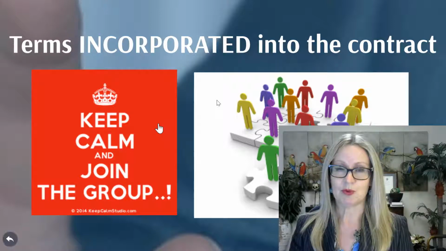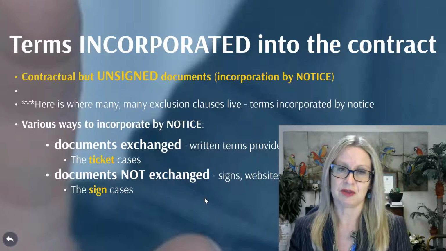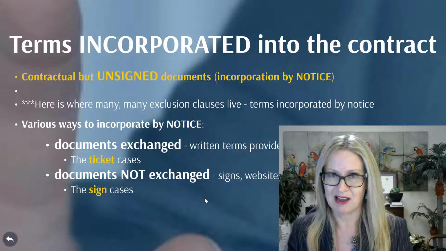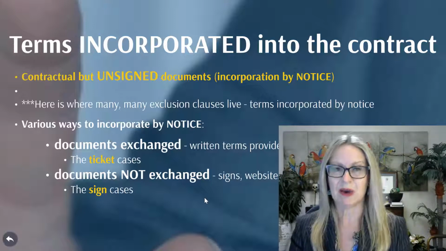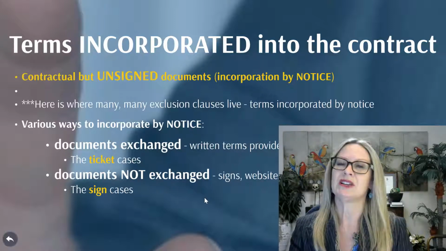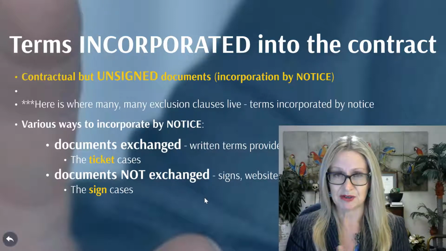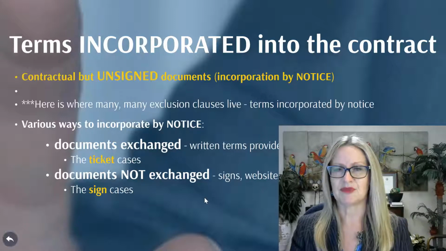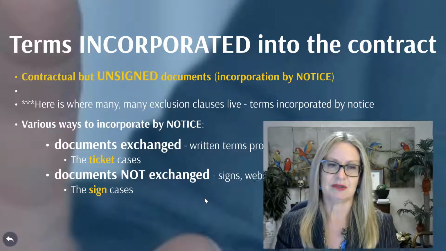Now we need to fast forward to terms incorporated into the contract by way of unsigned documents. They've still got to have some kind of contractual significance here, obviously, otherwise they can't make it into the contract as a term. But this is the true home, I think anyway, of the whole discussion about incorporated terms, the notion of incorporating a term by way of notice. This is where many of those nasty little beasties, those exclusion clauses, will live, in documents or signs that purport to include the term other than by way of signed agreement.